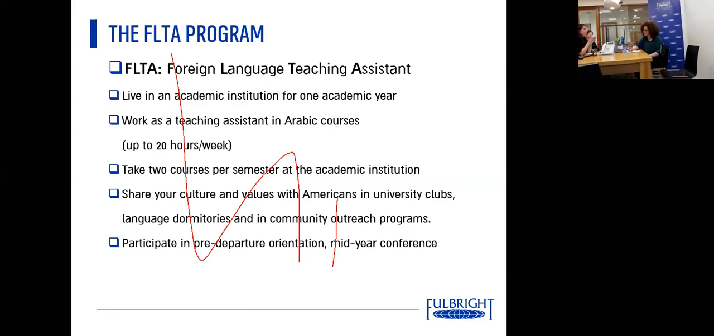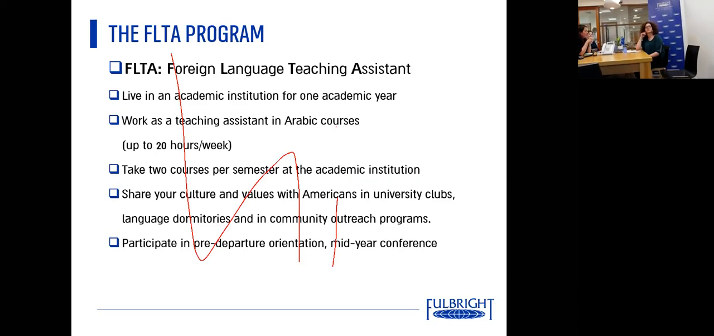But in general, he will be working for 20 hours a week. You will be able to take 2 courses per semester in the academic institute you will be a part of. And a very important part of your work, after the 20 hours, will be to share your culture and values with the American students that will be in your institute.